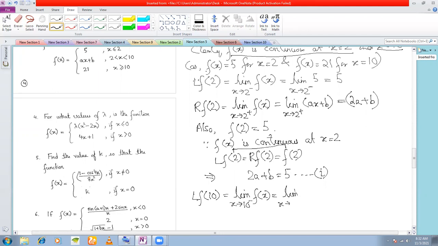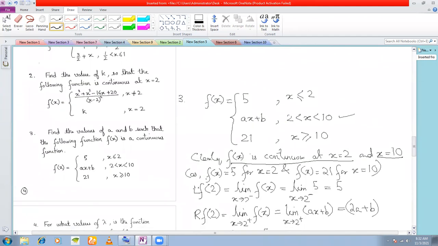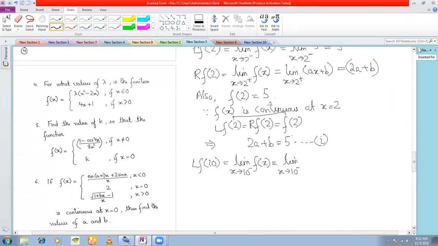Limit x tends to 10 minus, and for values that are lesser than 10, what is the value of the function? It is ax plus b for values that are lesser than 10. Okay, and you can put the value of x as 10 and evaluate this limit directly. Now you find out the value of the right hand limit f10.